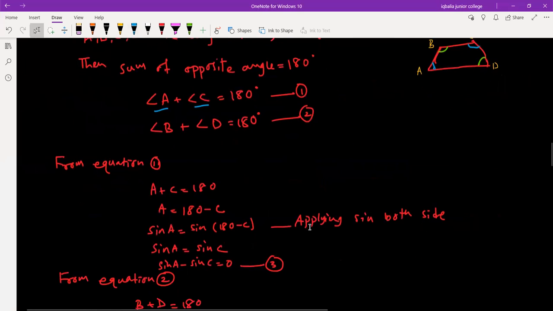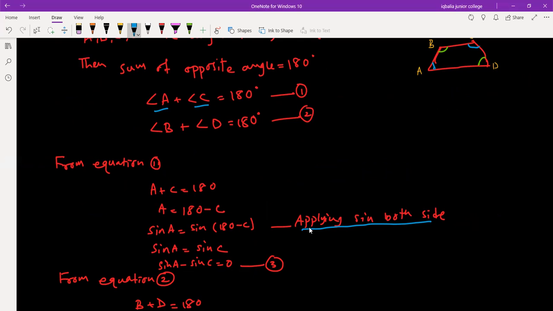From equation number 1, I can write A plus C is equal to 180 degrees. Then I can write A is equal to 180 degrees minus C. Then if I'm applying sine on both sides, I will have sin A is equal to sin (180 minus C).